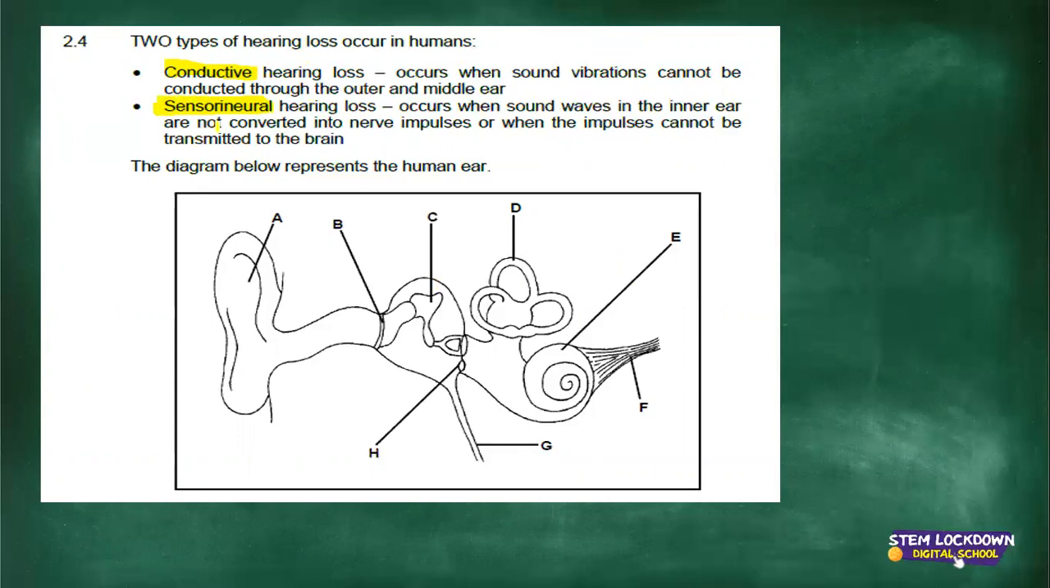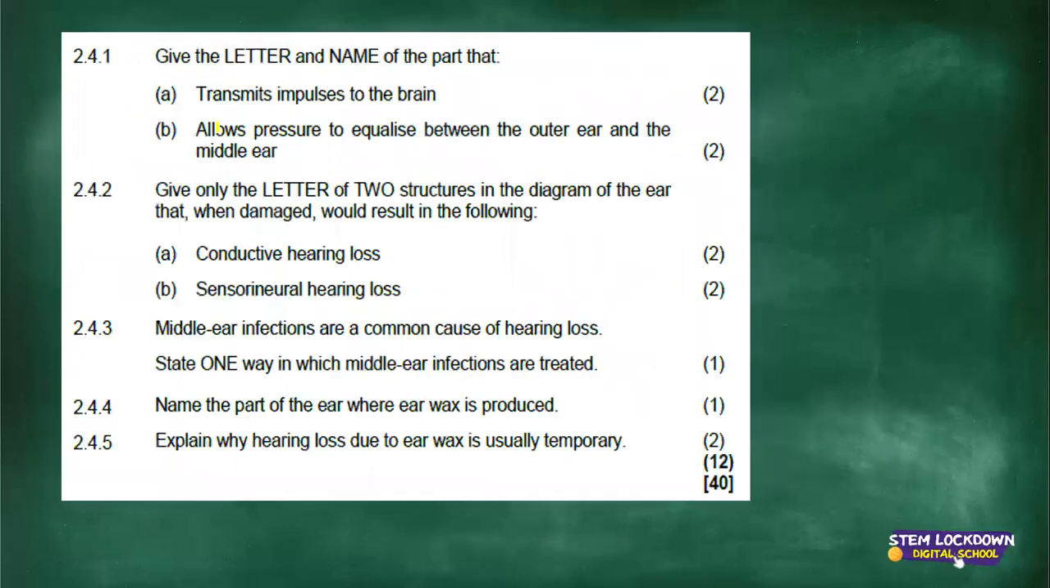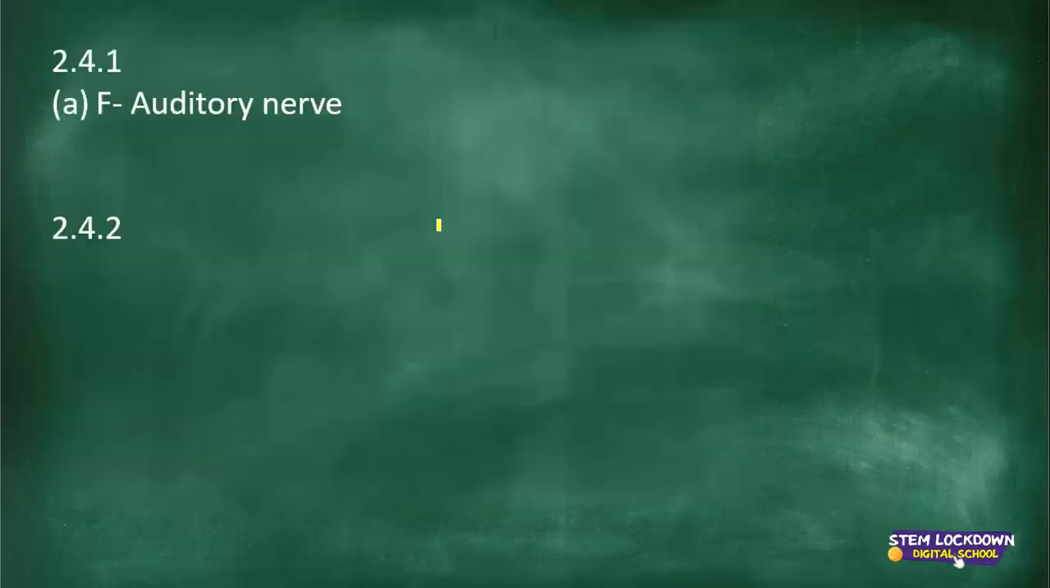So this diagram below represents the human ear. Remember the human ear, you did it in term 2. This is the human ear over here. 2.4.1: give the letter and name of the part that, A, transmits impulses to the brain, and B, allows pressure to equalize between the outer ear and the middle ear. Which part of the ear transmits impulses to the brain? It is the auditory nerve.